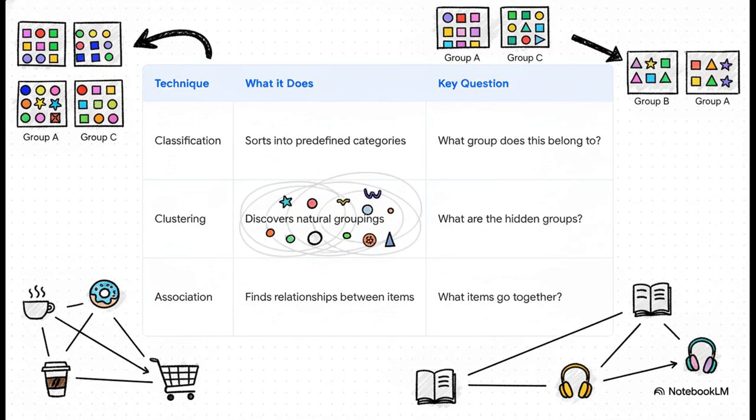So let's do a quick recap of the toolkit. Classification sorts things into groups you already know. Clustering lets the data find its own hidden groups. And association finds out which things tend to go together. 3 different tools for 3 very different kinds of questions.